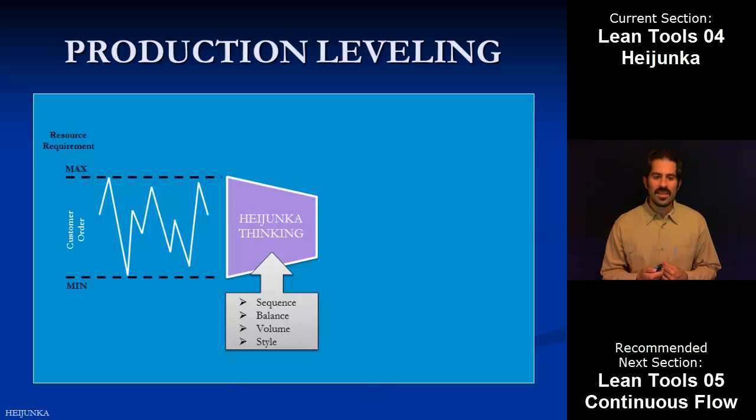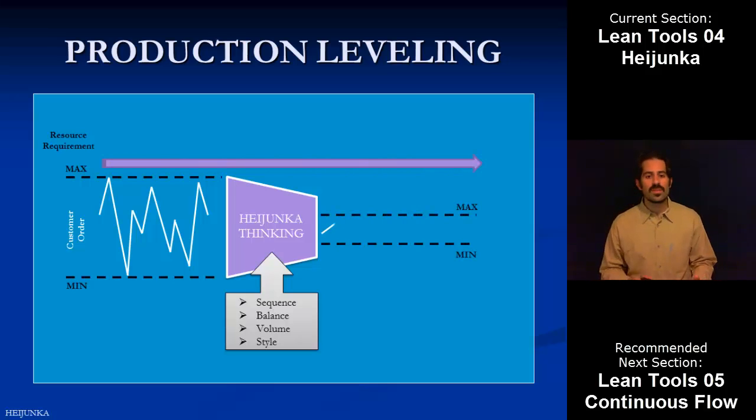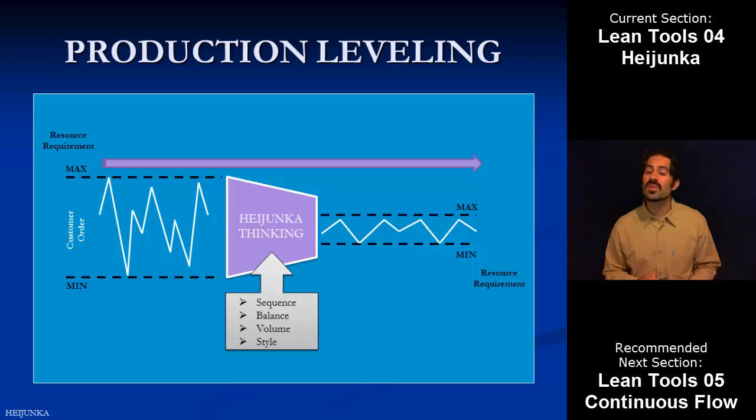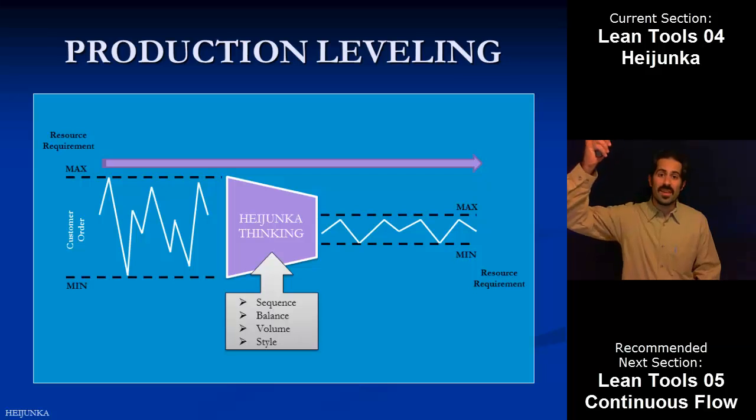Heijunka thinking is a way to understand our production sequence and balance it, specifically by volume and style. Our goal, once we can perform that leveling, is to balance out and shrink those peaks and valleys in terms of what our production requirements are, so that our resource requirement isn't quite so varied.